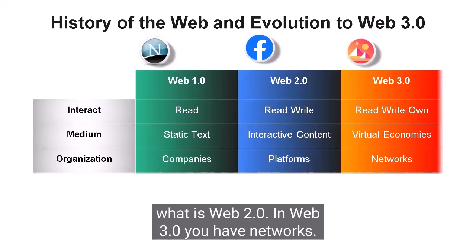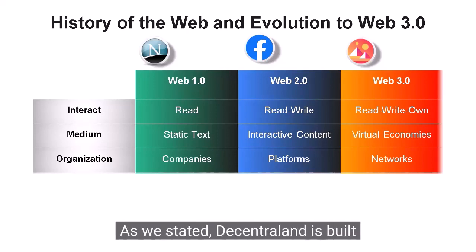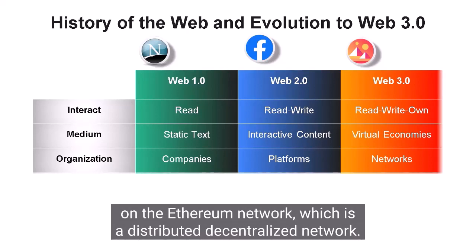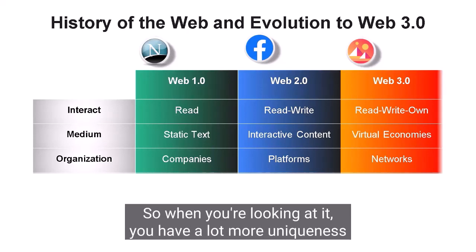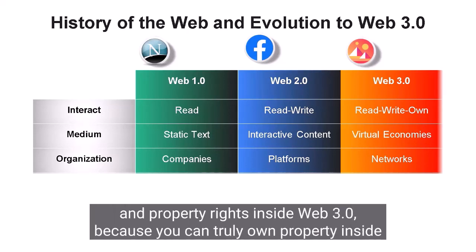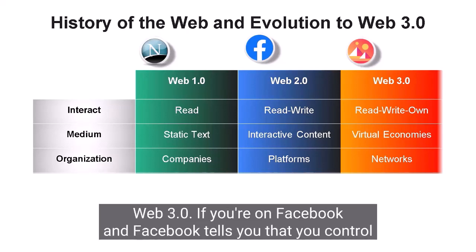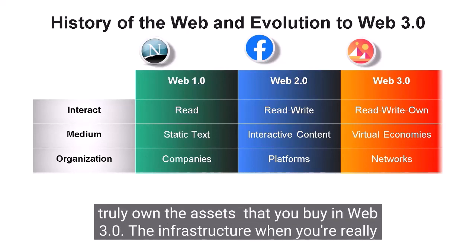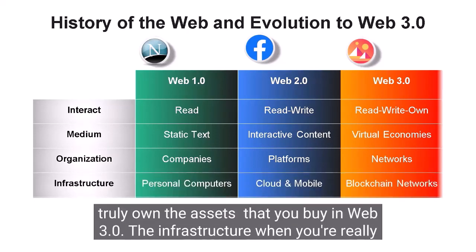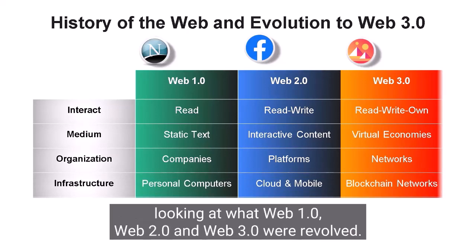In Web 3.0, you have networks. As we stated, Decentraland is built on the Ethereum network, which is a distributed, decentralized network. And Ethereum is censorship proof, and nobody can shut down Ethereum. So you have a lot more uniqueness and property rights inside Web 3.0 because you can truly own property inside Web 3.0. If you're on Facebook and Facebook tells you that you control an asset, they can shut down your account and take that away. That doesn't happen in Web 3.0 because you truly own the assets that you buy in Web 3.0.